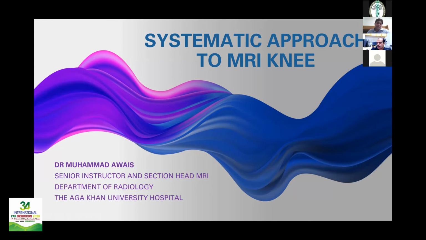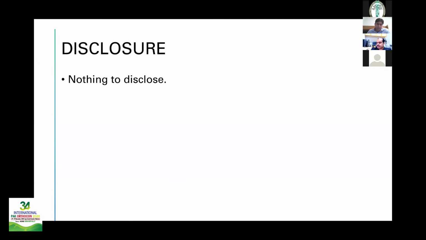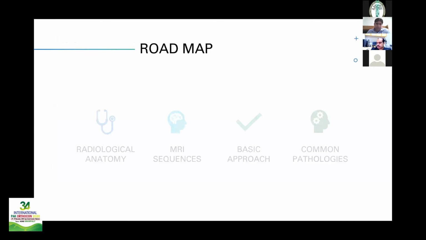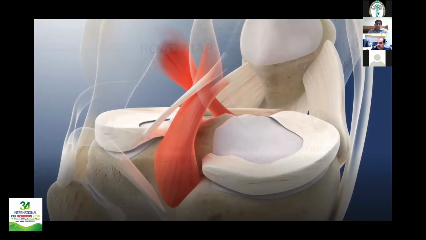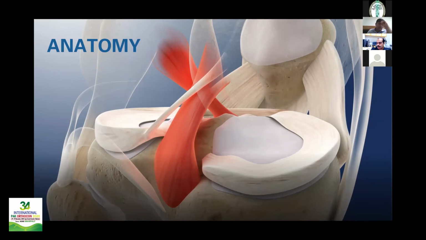I am working as senior instructor and section head MRI at the Department of Radiology, Aga Khan Hospital. I have nothing to disclose regarding this presentation. We will first very briefly describe radiological anatomy, the basic routine MRI sequences, the basic approach to how you should interpret an MRI knee, and a few common pathologies that I would like to share. So let's start with the basics of anatomy.